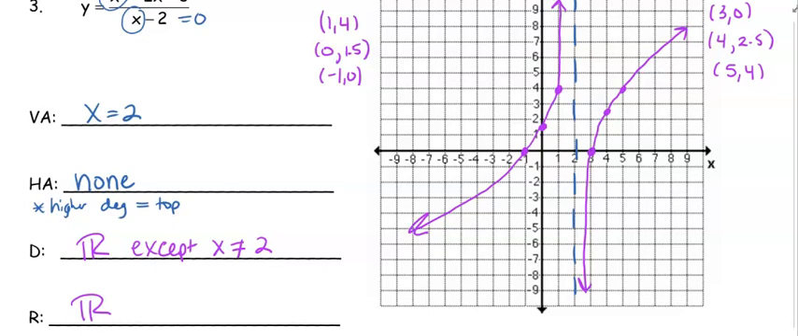My domain, as I'm moving left and right, it forever goes to the left and it forever goes to the right, with the exception of the asymptote in the middle at 2. That's why it's all reals except for 2. My range, my arrows are forever going up, forever going down. There's nothing stopping that vertical movement because there's no horizontal asymptote. So that's going to be all real numbers. All right, that's it.